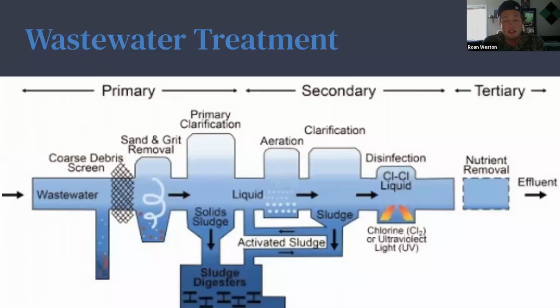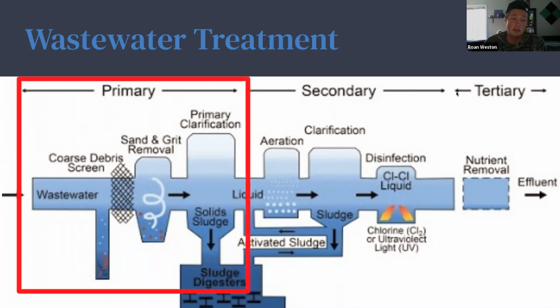So here is your typical wastewater treatment facility. And this is a diagram that shows you the different steps that are taken in order to clean our drinking water or the water that we dispose of in rivers and different water places. So the first step is primary treatment, and we'll discuss that now.